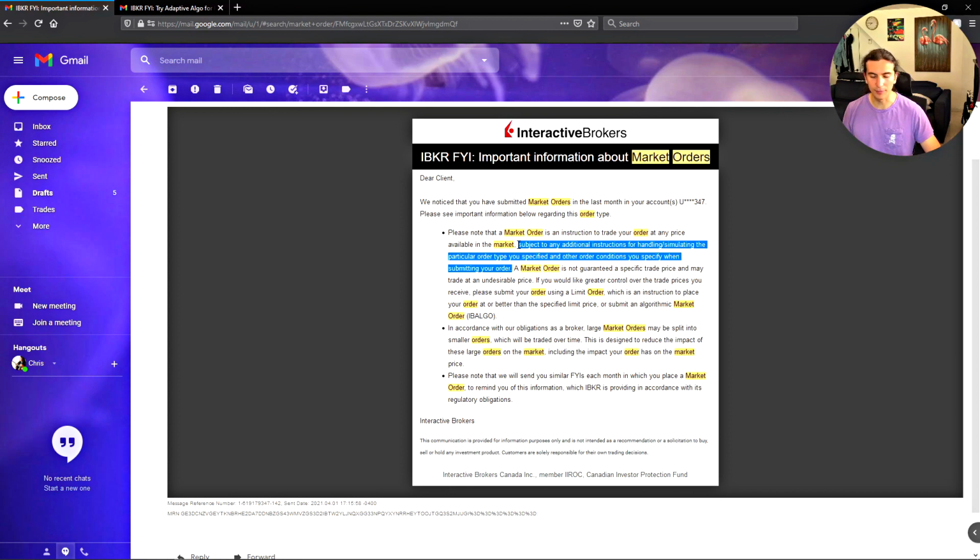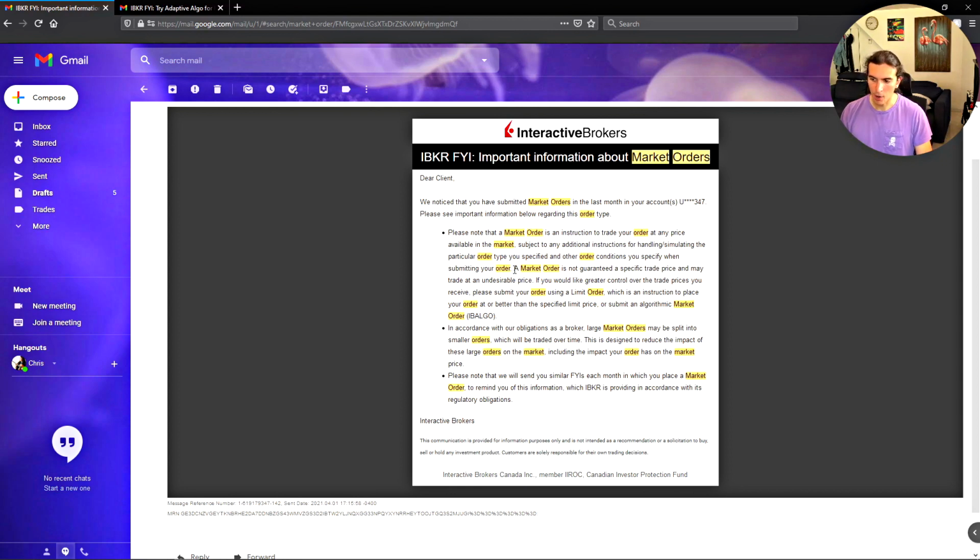For example, I have prompted a market order to submit once this condition is true. Once Apple shares are trading at a price of $1, I want to submit a buy market order. Until Apple is trading at $1 or below, that market order will never trigger.